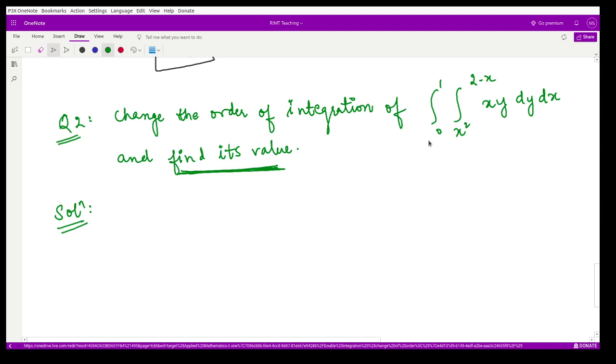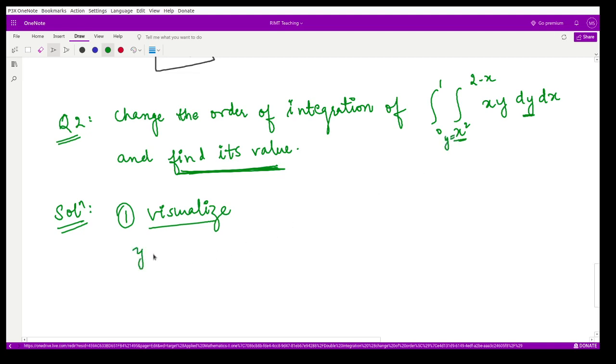So for that, first of all, the first step is to visualize. For that we have to draw the particular region. So for drawing the region, what we have to do, we have to list the limits. So the lower limit here, this limit is of y because the integration is firstly performed with respect to y.